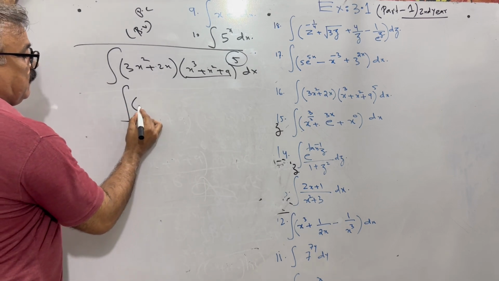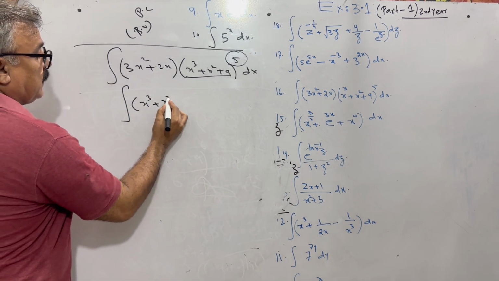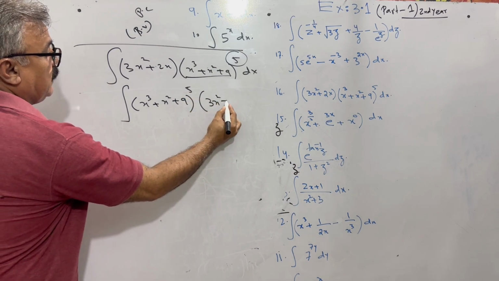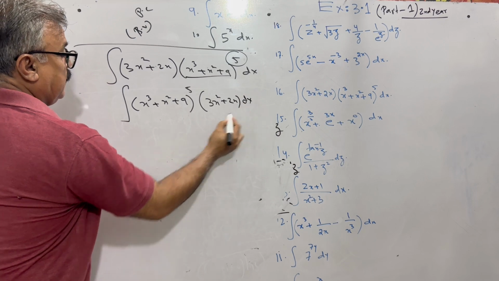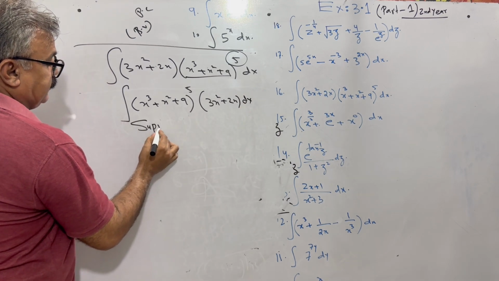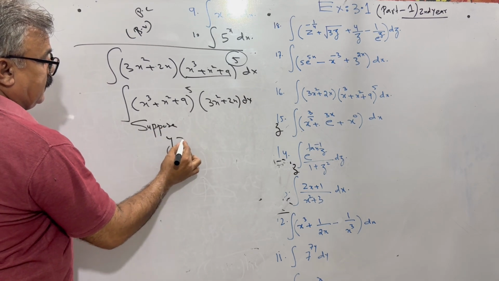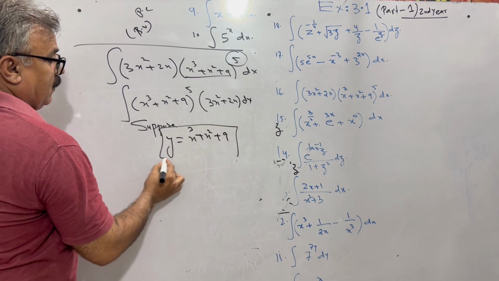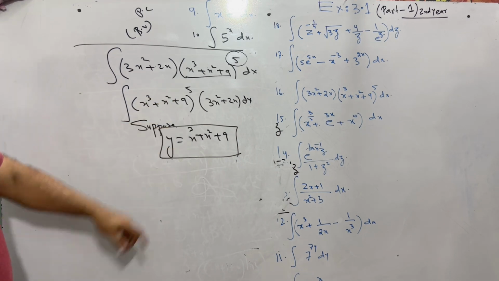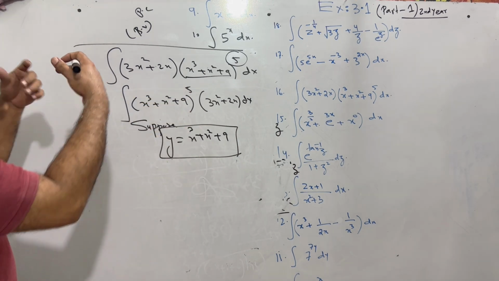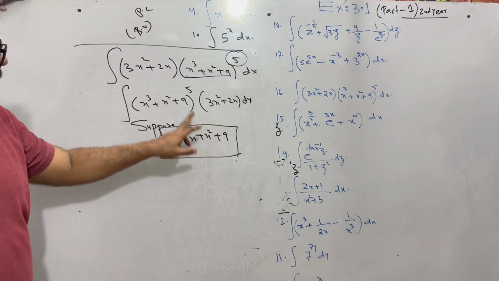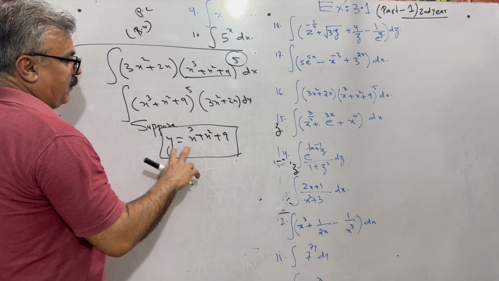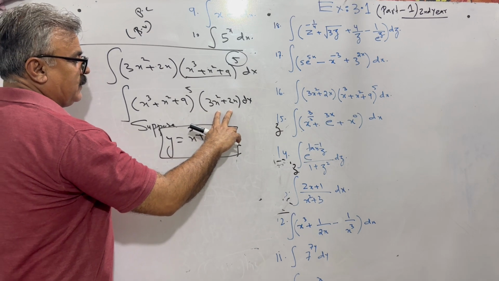Okay, writing the function first, differentiation later: (x cube plus x square plus 9) to the power 5, times (3x square plus 2x) dx. Assume y is equal to x cube plus x square plus 9. Look at the beauty. I haven't taken the overall power. That is the problem. I don't want to open this raised 5 times and multiply. I want to get rid of this. That's why I have taken this strategy. Suppose the base and its differentiation.